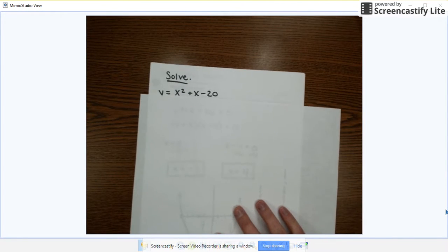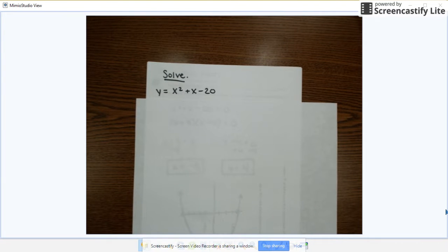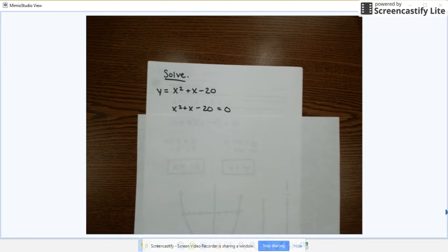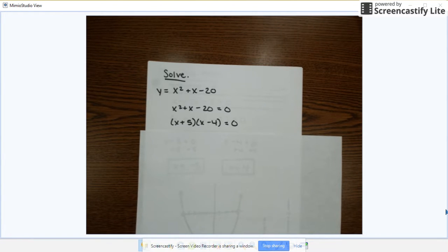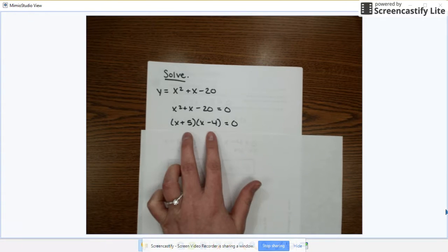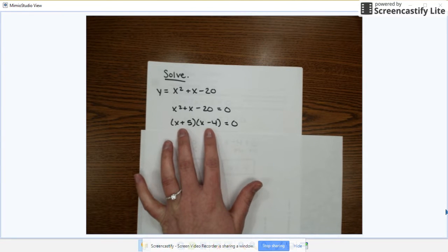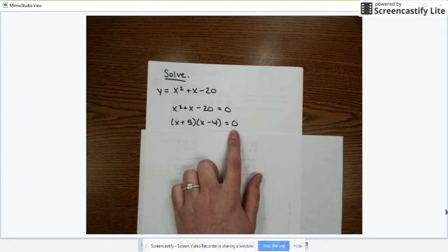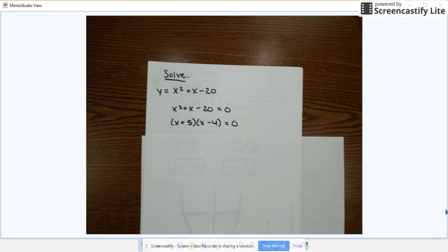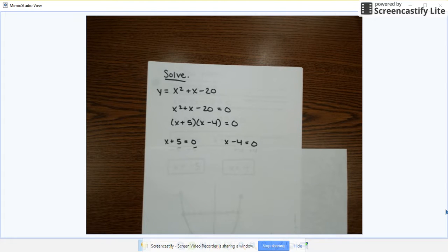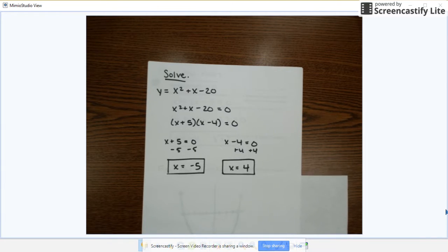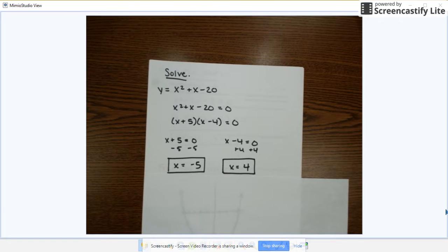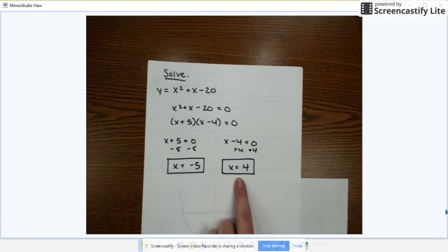So for an example, we'll be told to solve y equals x squared plus x minus 20. Well, just like that last note that we took, we need to set our equation equal to 0 and then we need to factor. So since it's a trinomial, we set up our two sets of parentheses, and the factors turn out to be x plus 5 and x minus 4. The zero product property tells us that either one of these pieces must be 0 in order to have the product be equal to 0. So we take each piece and set it equal to 0, and then solve each of those. So we have our roots, or our solutions, to be x equals negative 5 and x equals 4.